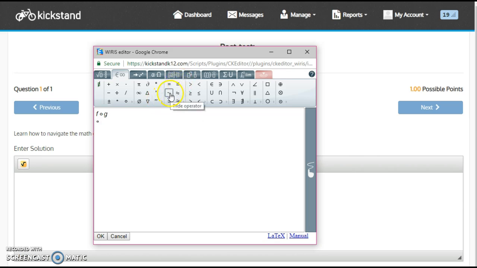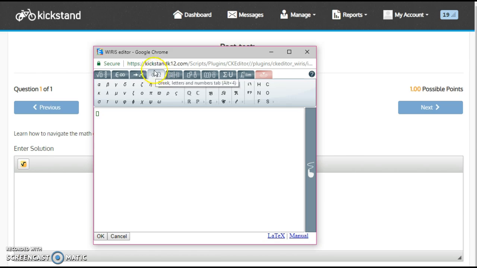We have congruent symbols, approximately equal to symbols, element, again, unions and intersections here as well, and then the angle key. You won't use a whole lot of these, but just good to familiarize yourself with all of them.